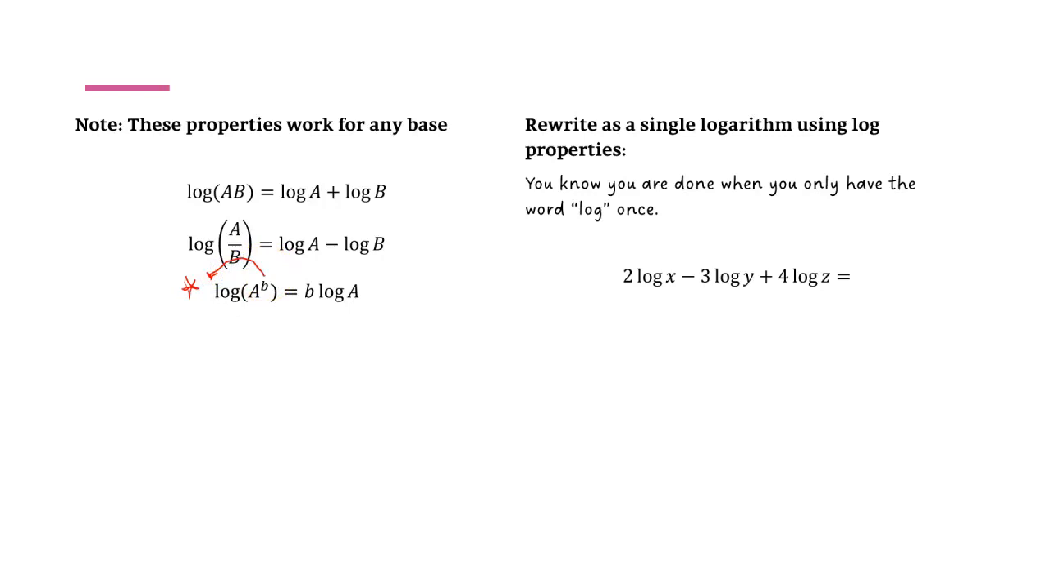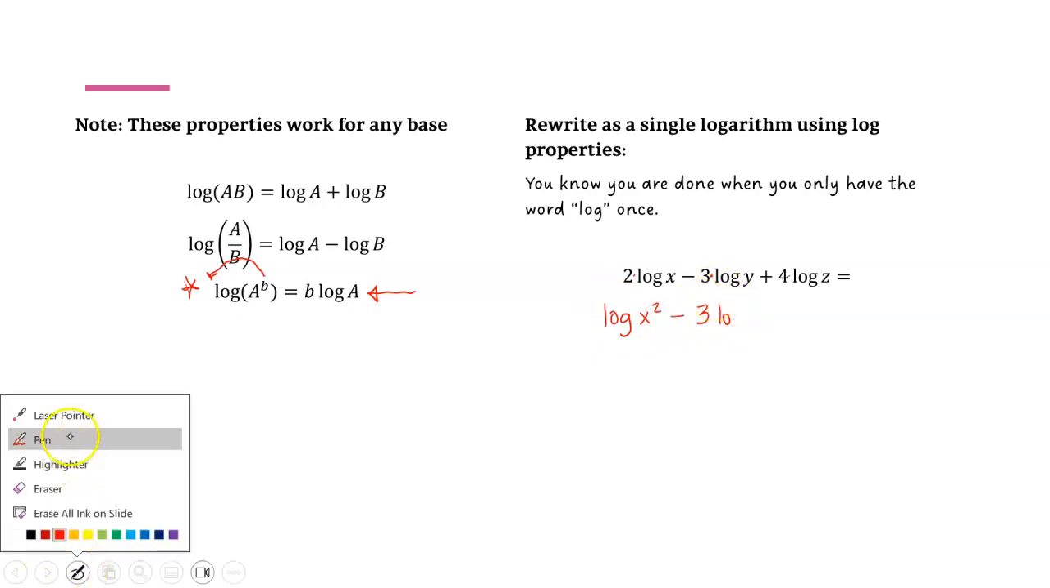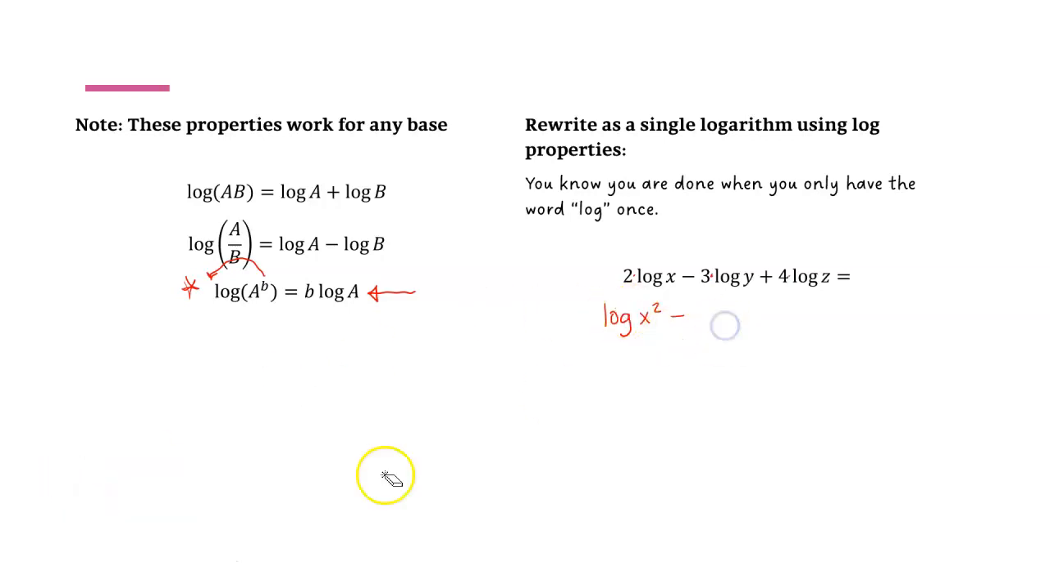Okay. So if I want to write as a single logarithm using these log properties, I know I'm done when I only have the word log once. So the first thing I see, following order of operations, is I have some 2 times, 3 times, and 4 times. So that's going to be this property. Using that property, this becomes log of x squared minus, oh, not 3, I can bring that up as an exponent, right? So log of y cubed, and then log of z to the 4th.